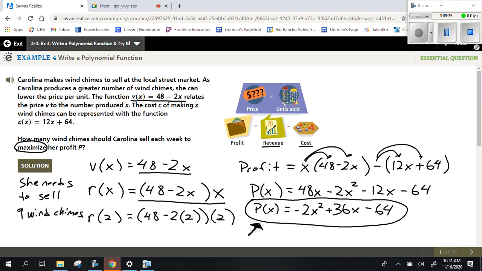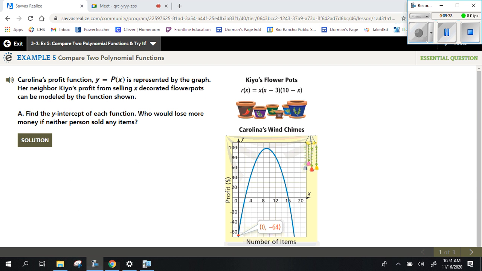Let's do another one. So in this question, we'll be comparing two polynomial functions, and we're going to find out some information about these two companies, I guess, if you will, with the flower pots, and we've got Carolina's wind chimes. There it is. We graphed that earlier using our graphing utility. What we want to know is the y-intercept of each function. We want to know who would lose more money if neither person sold any item.